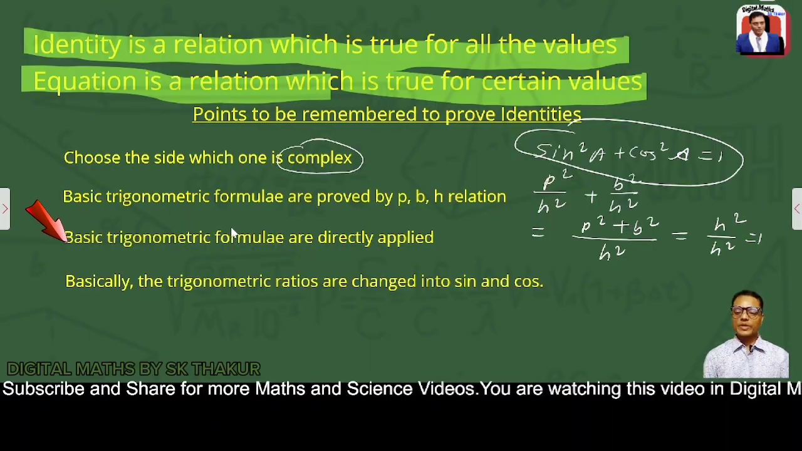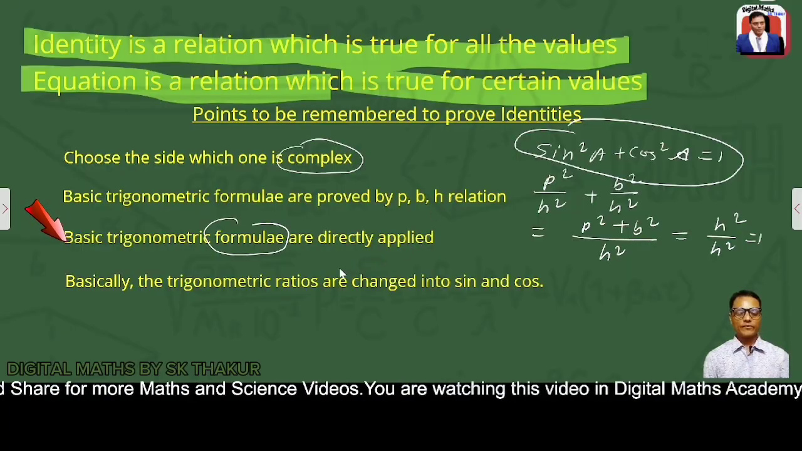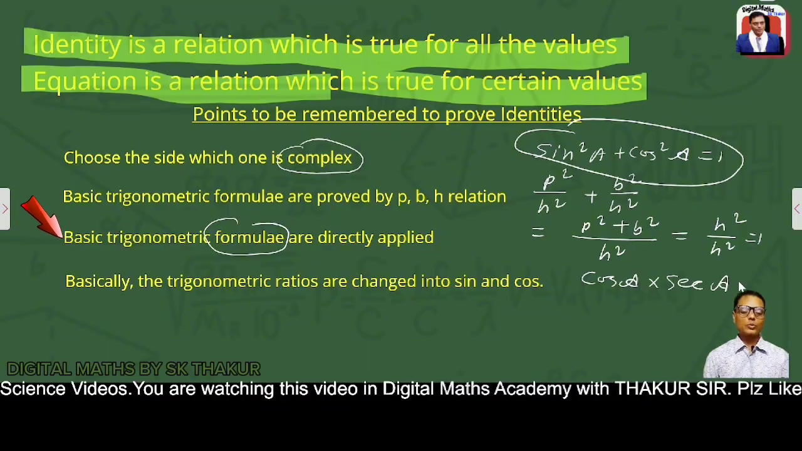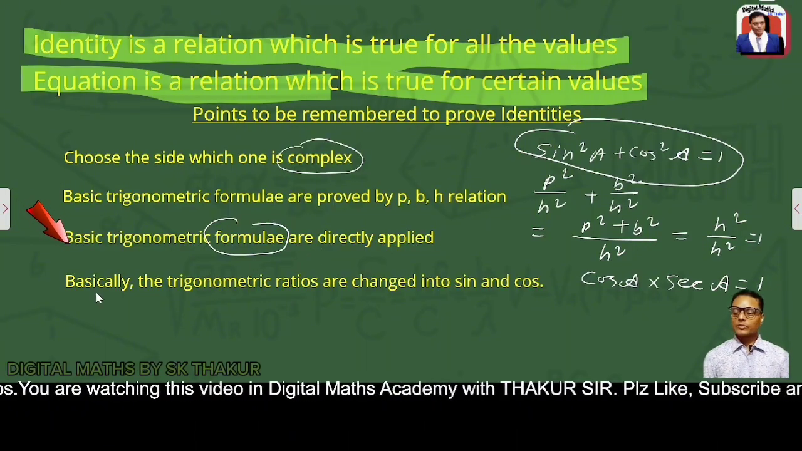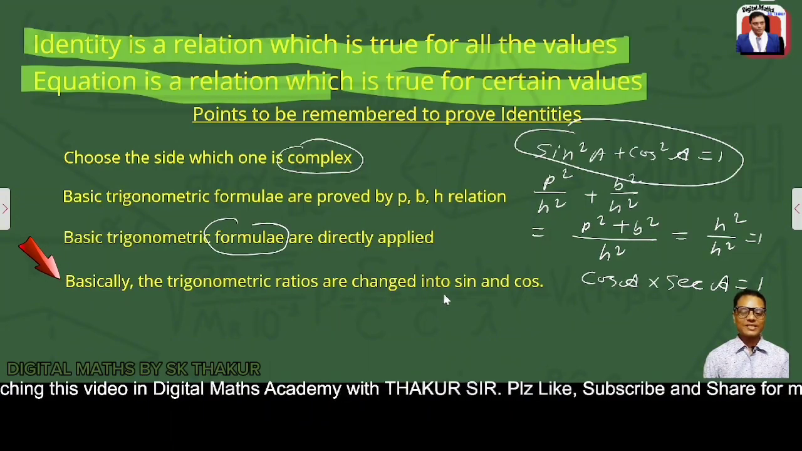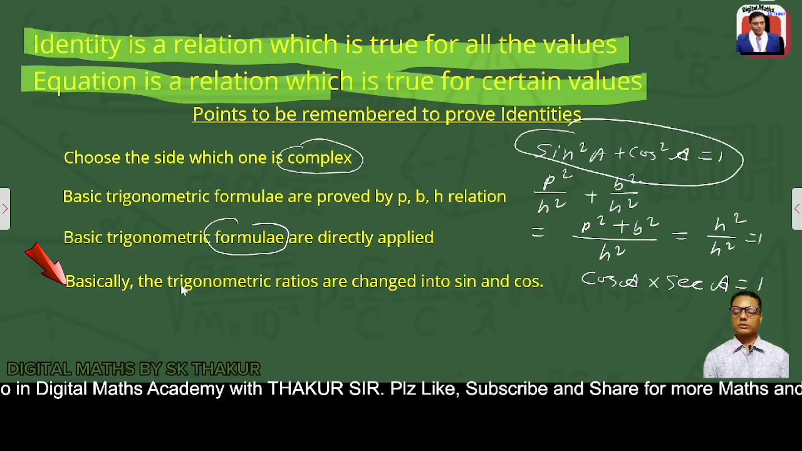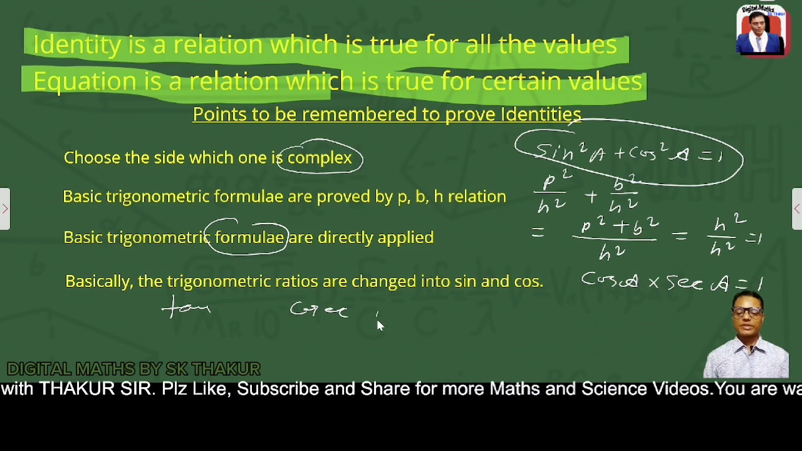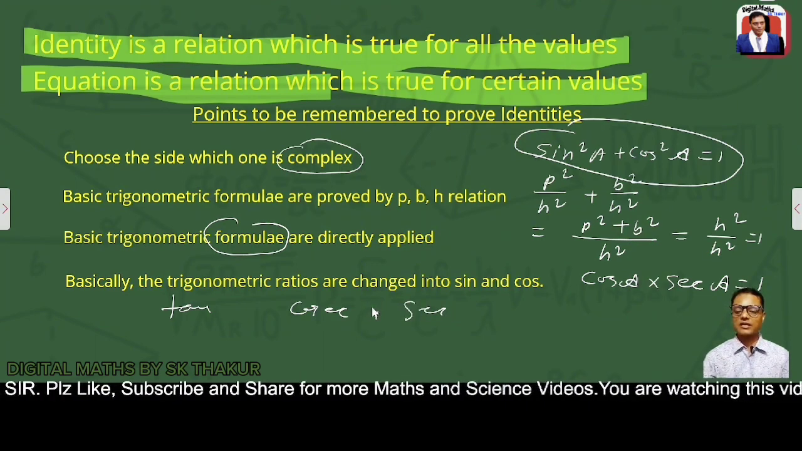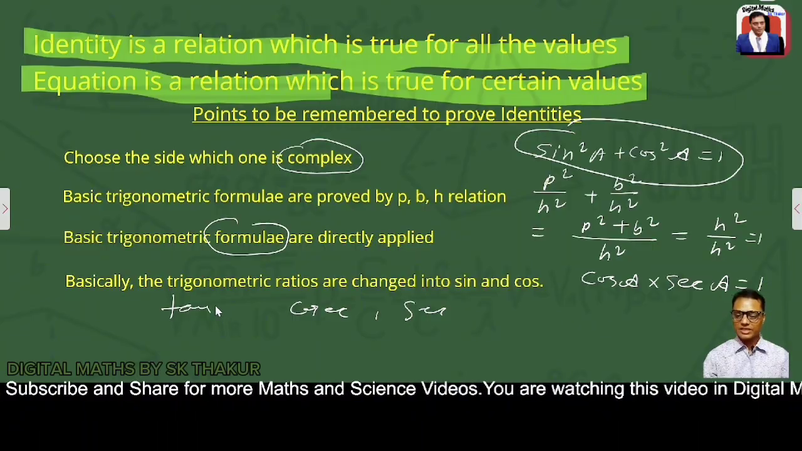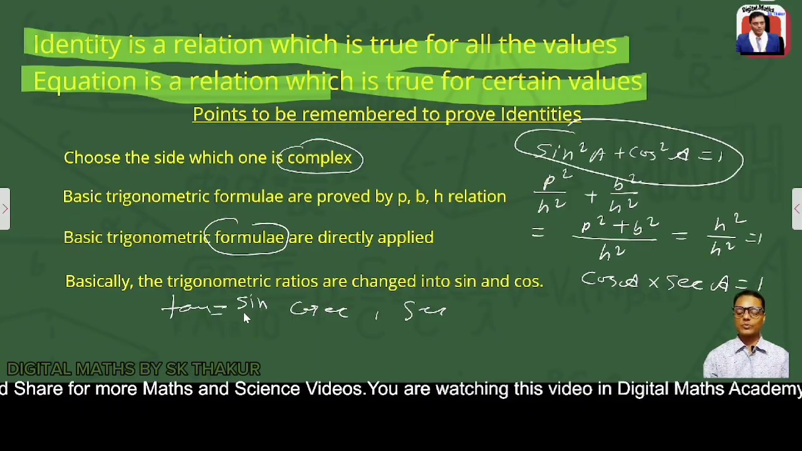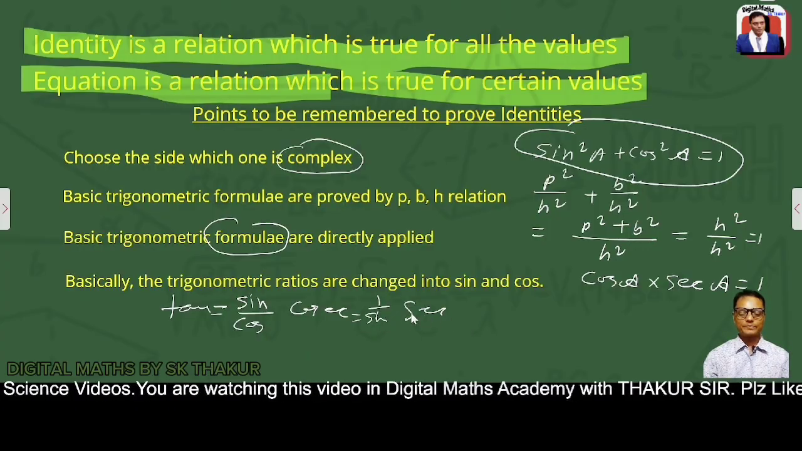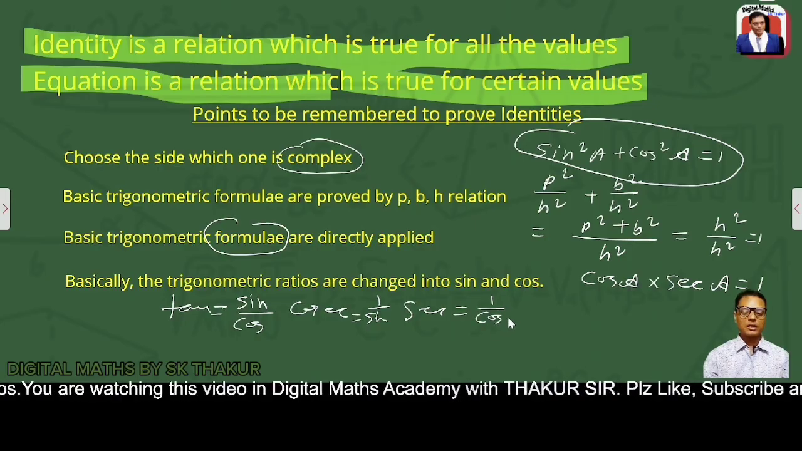Another one is that basic trigonometric formulae are directly applied. For example, if we have cos A into sec A, we can directly write it equals 1. Next one is that the trigonometric ratios are changed into sin and cos. During the solution, sometimes we see there are tan, cosec, sec, and such basic trigonometric ratios are changed into sin and cos. For example, tan equals sin by cos, cosec equals 1 by sin, sec equals 1 by cos, and so on.